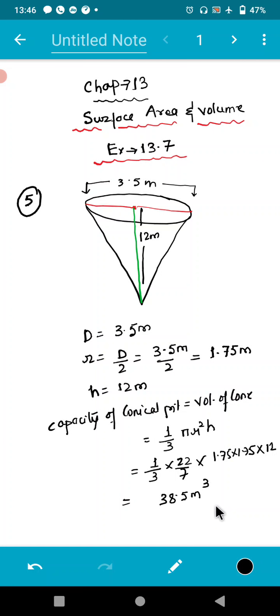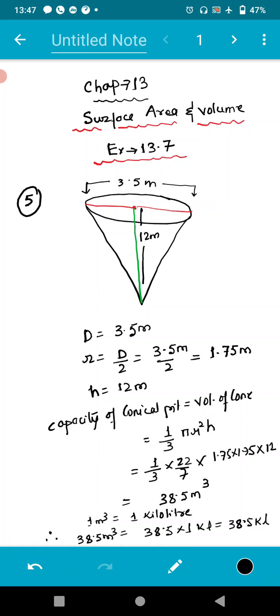This is not the final answer because we have to give our answer in kiloliters. So now we have to convert this meter cube into kiloliters. As we know, 1 meter cube is equal to 1 kiloliter, isn't it? So therefore 38.5 meter cube would be, definitely we have to multiply this with 1 kiloliter. So that means 38.5 kiloliter. So this is the final answer, students, of question number 5. I hope all of you have understood. This was a very easy sum.